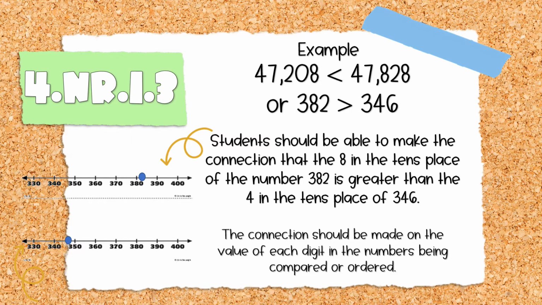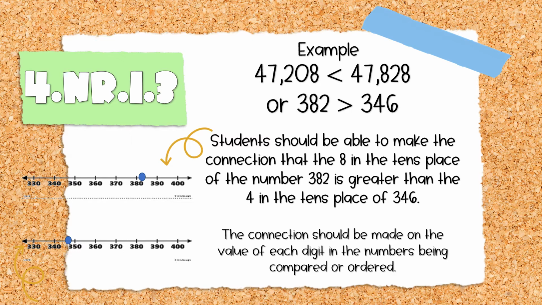I included 2 different examples here of just comparing numbers. The first number is 47,208 is less than 47,828. The next one I included is 382 is greater than 346. I also included a number line that represented that problem. A number line is a great tool for students to use when they're comparing numbers.